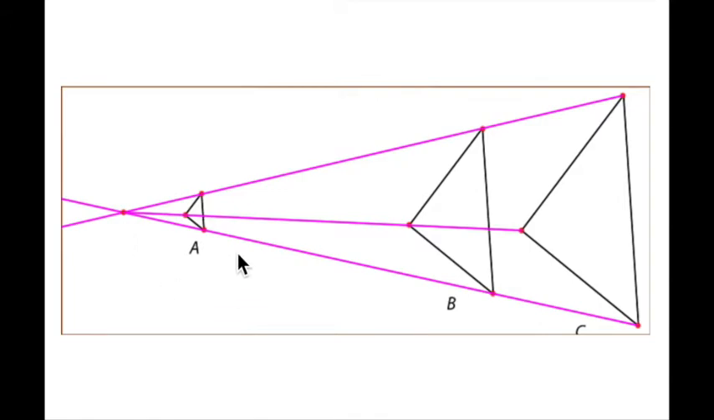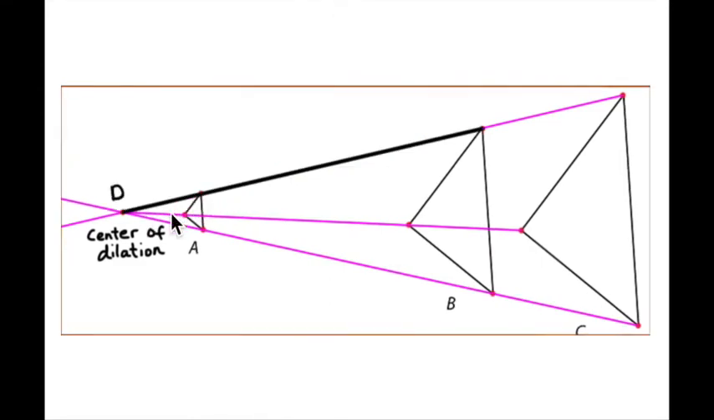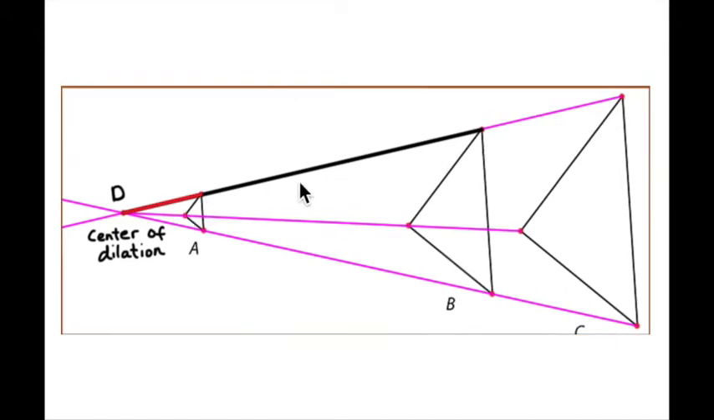So the first question is, what is the scale factor that takes image A to image B? So this is the center of dilation. Now these are just estimations. So you take this distance here. This is the unit distance then you're working with. This is 1 unit. Then how many times that unit does it take to get to B?